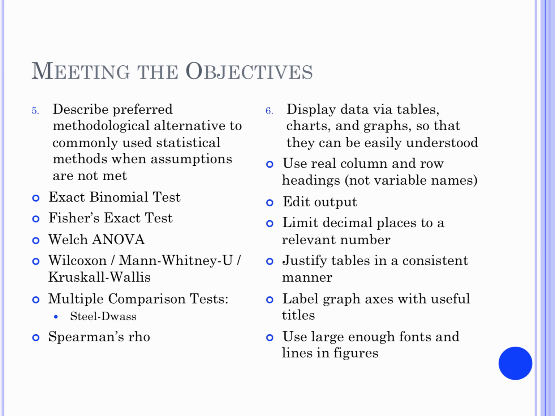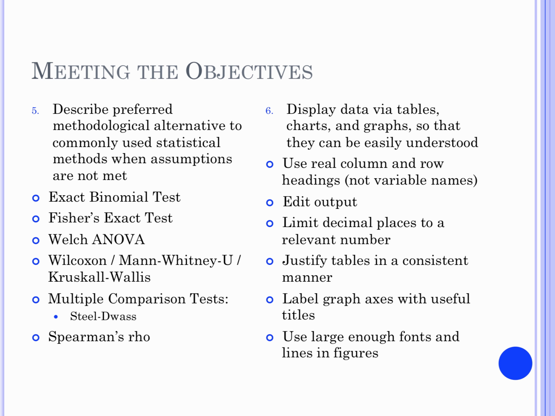Objective 5 dealt with when those common situations were not applicable, generally when the assumptions were not met: the assumptions of large sample size, normality, or equal variance, also called homogeneity of variance. The non-parametric tests we looked at were exact binomial or Fisher's exact when dealing with proportions. We looked at Welch ANOVA for unequal standard deviation tests for means. And when normality didn't hold for mean tests, we used the Wilcoxon, Mann-Whitney U, or Kruskal-Wallis test. There is a multiple comparison test for medians called Steel-Dwass, and we could also utilize Spearman's rho summary statistic and associated test for ranked correlations.